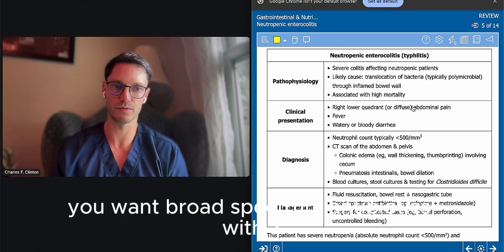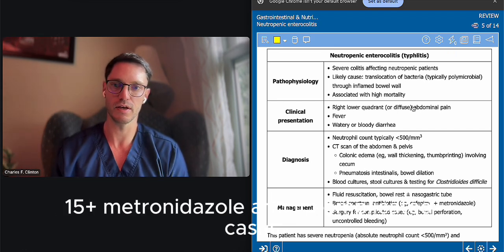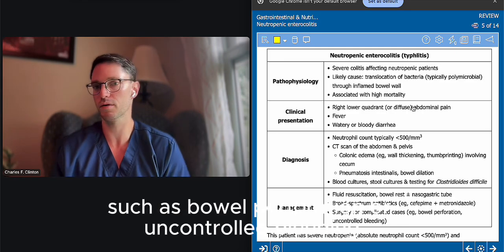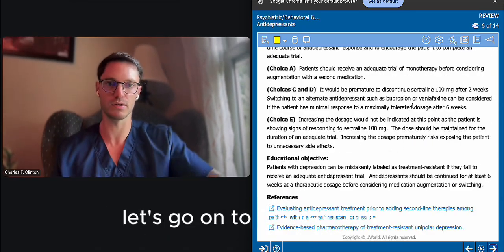You want broad spectrum antibiotics with metronidazole. And in complicated cases such as bowel perforation or uncontrolled bleeding, you'll have to operate, right? And that's it for this one. Let's go on to the next one.